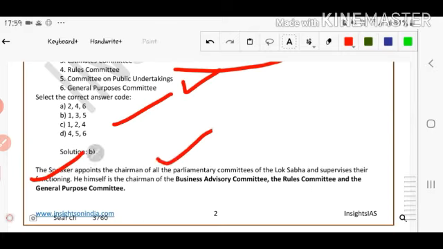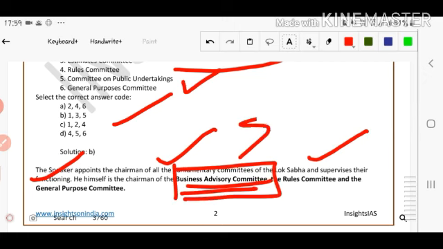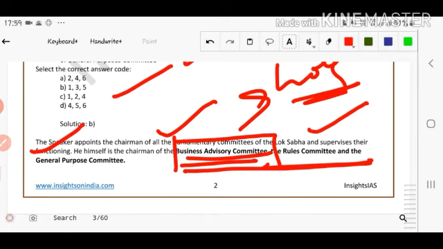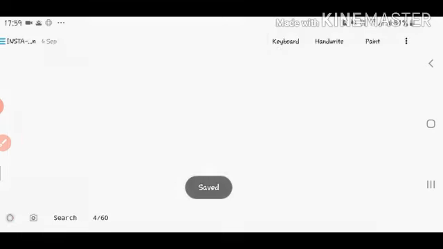The Speaker appoints the chairmen of all the parliamentary committees of the Lok Sabha and supervises their functioning. It means he has a functionary role of supervision. He himself is the chairman of the Business Advisory Committee, because it deals with the business of the Lok Sabha and how the members of Parliament conduct it. And second, the Rules Committee, which is related to how the rules of Parliament are generated in the course of the Lok Sabha itself. Next is the General Purposes Committee, which is the main headache of the Speaker.